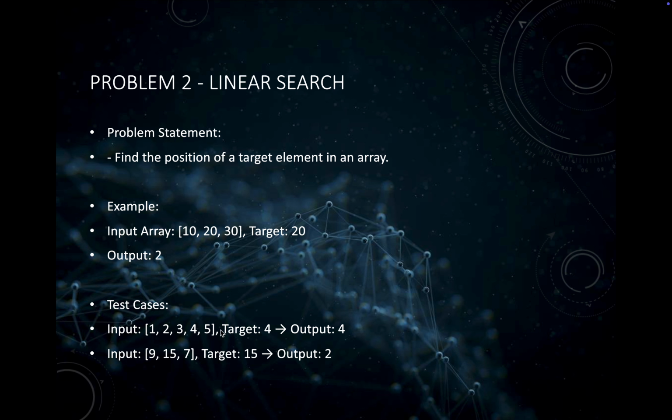Let's move forward to the next example: 1, 2, 3, 4 and 5, and target is 4. Is 4 present? Yes, it is present at the fourth element. How fourth? 0, 1, 2, 3 and 4. Okay, is 15 present? Yes, it is present at the second element. So this is how you will find out whether the target element is present or not.